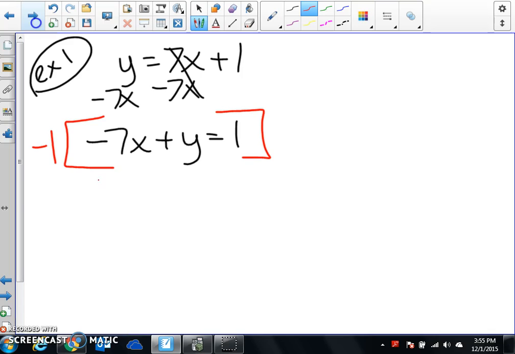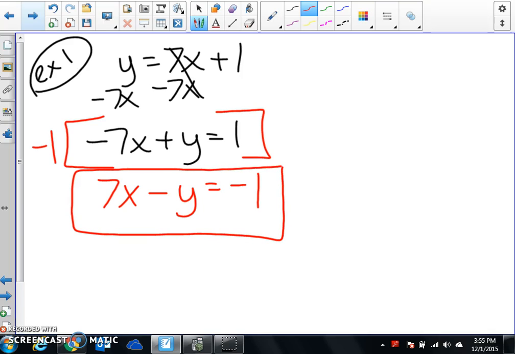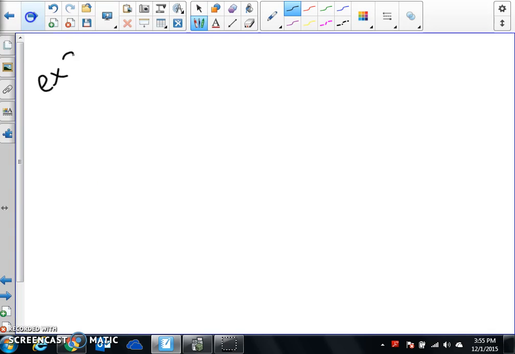So this now becomes a 7x, a minus y, and a negative 1. Right? Because all the signs just changed. This went from a negative 7x to a positive 7x. This went from a positive y to a negative y. This went from 1 to negative 1. So now this is in standard. Another way that you could see is like this.